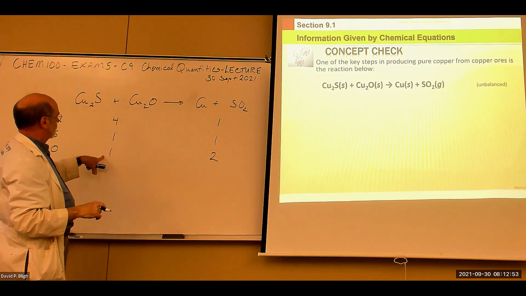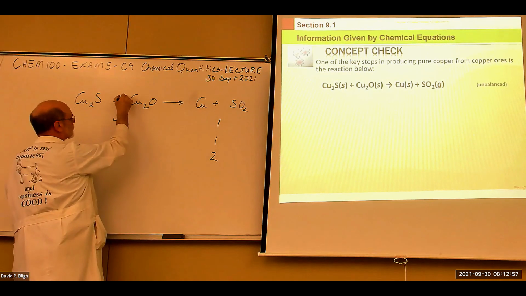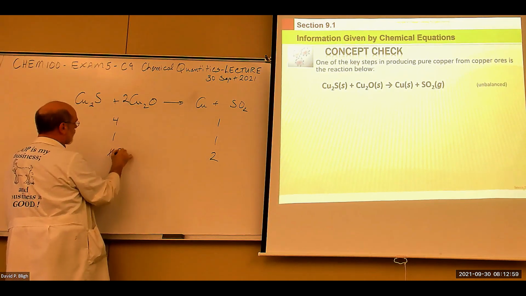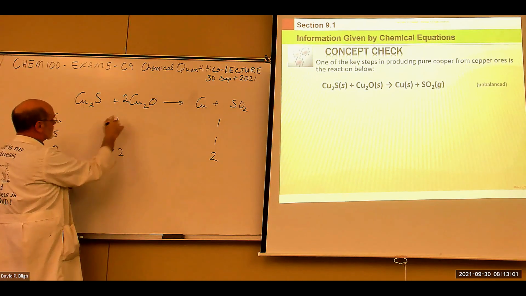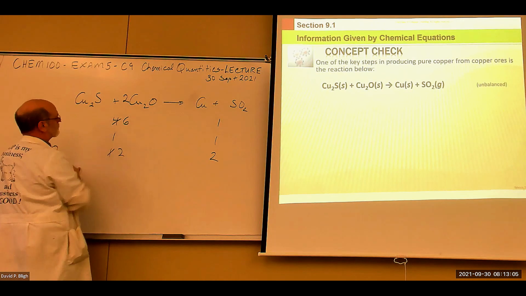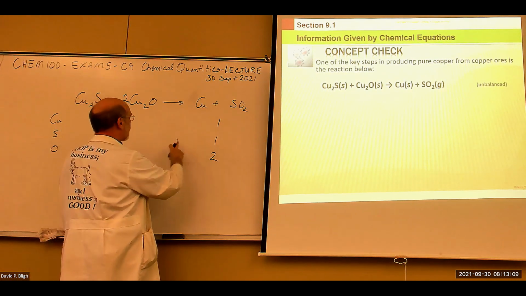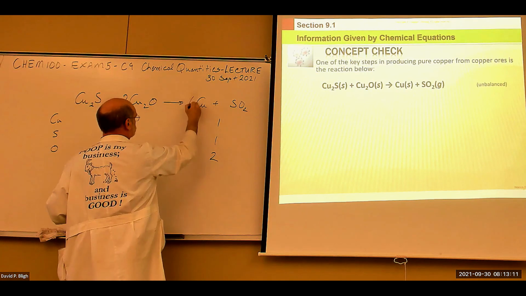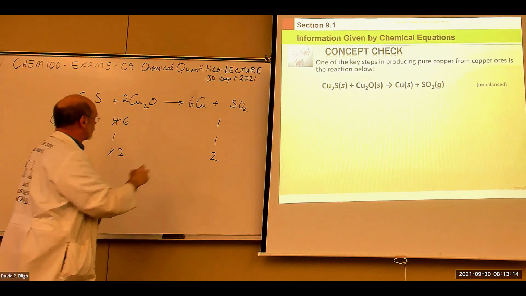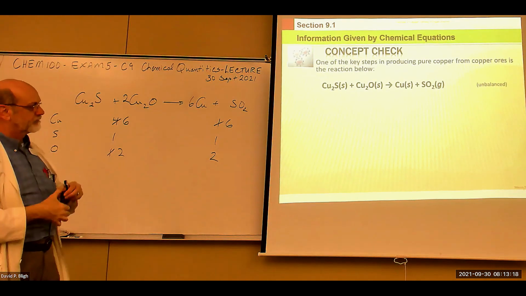oxygen. We have 1 oxygen here, 2 oxygens here, so we need a 2 here, which gives us 2 oxygens, but it also gives us 6 coppers, correct? And we still got 1 sulfur. So now we can balance the copper. So that should balance our equation.